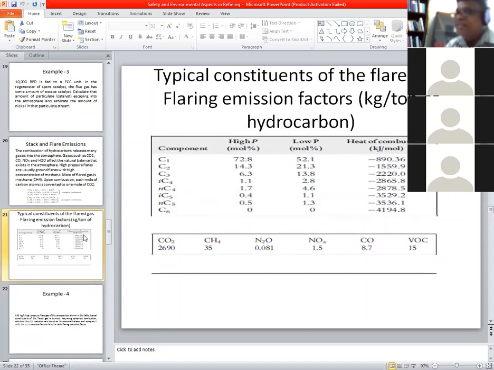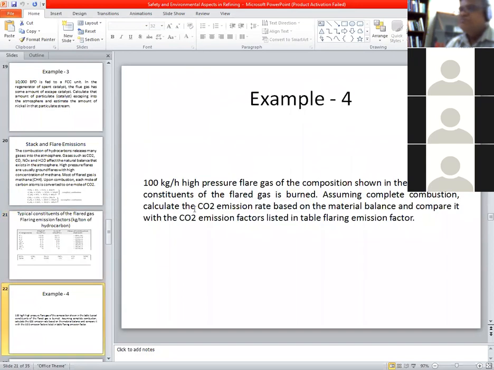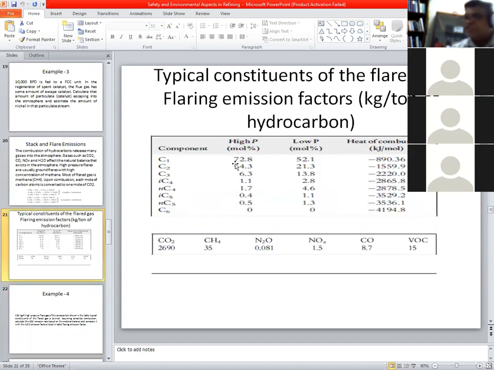Another thing, high pressure. If it is high pressure, then you refer to this; if low pressure, you refer to this. So here is high pressure. The flow rate given is actually the mass flow rate, because it is in kg per hour. For the composition, you refer to this table; these are the compositions, and the table will be given.